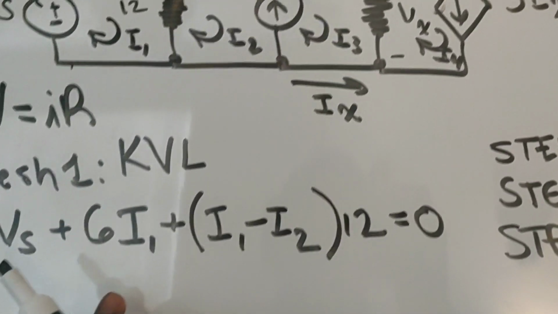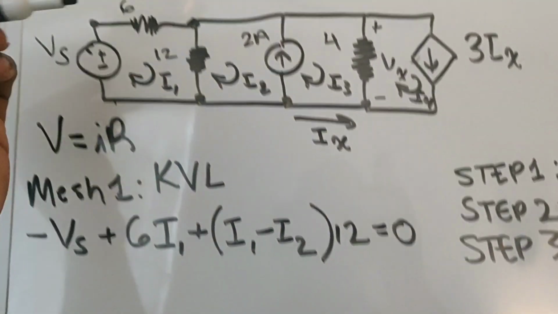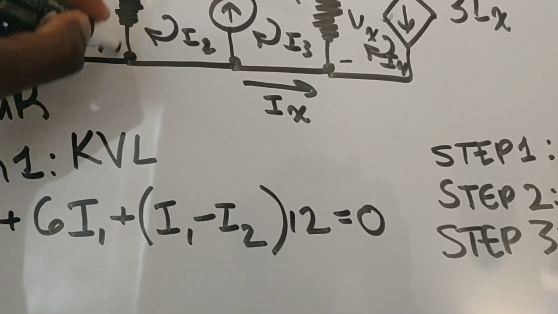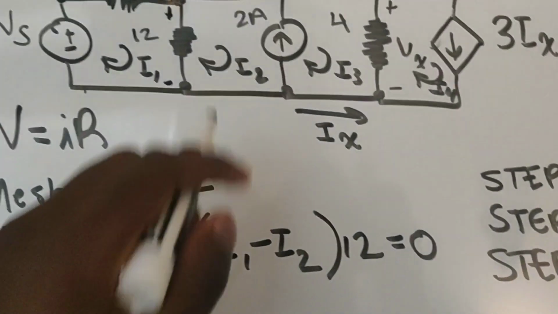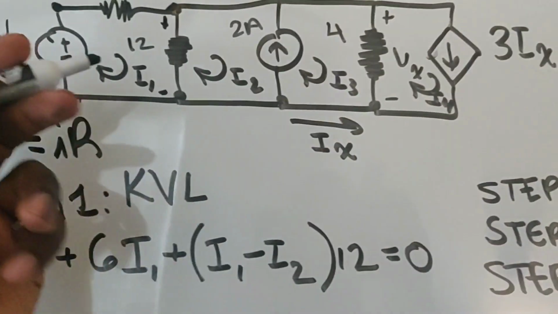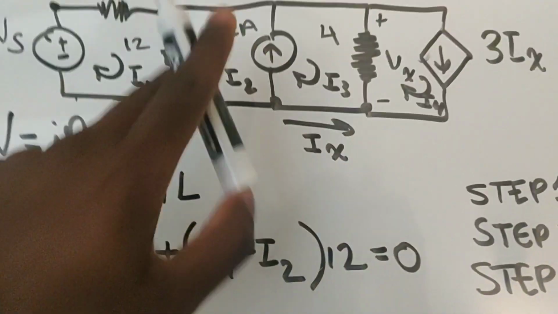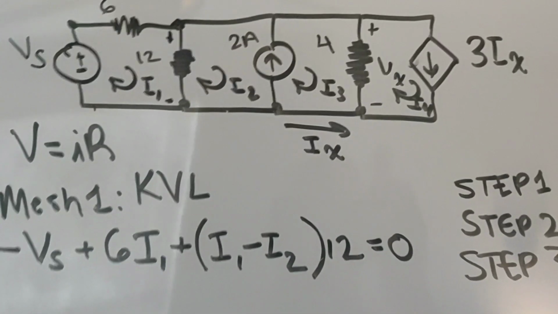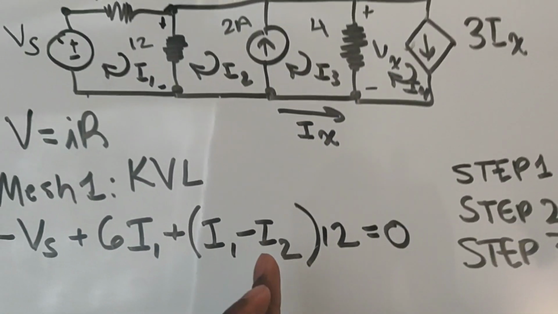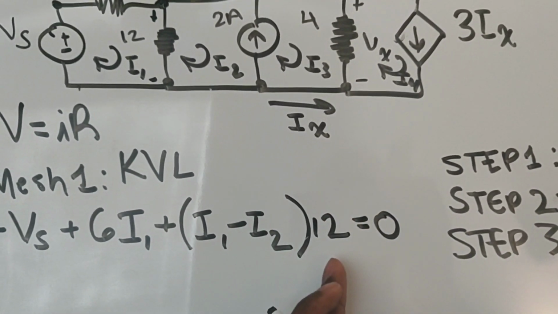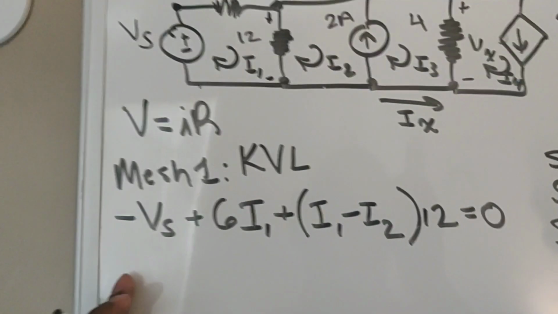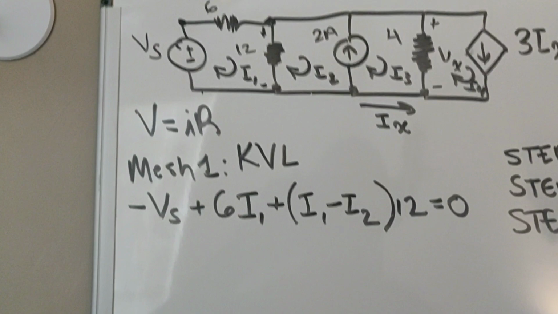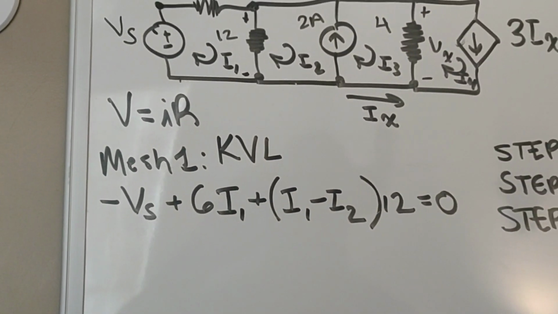Now for our next term, we're going to have our mesh I1 coming downward from this greater potential to this lesser potential, and then our second mesh I2 coming upward. So they're both interacting with each other to create the current in this branch right here. That current is going to be I1 minus I2 times the 12 ohm resistor. And that whole thing is going to be equal to 0 because the sum of all voltage drops in a closed loop is 0. That is KVL, Kirchhoff's voltage law. So that is our first mesh.